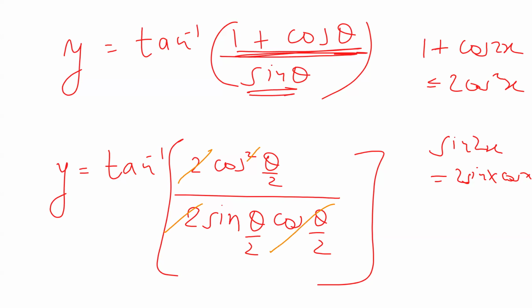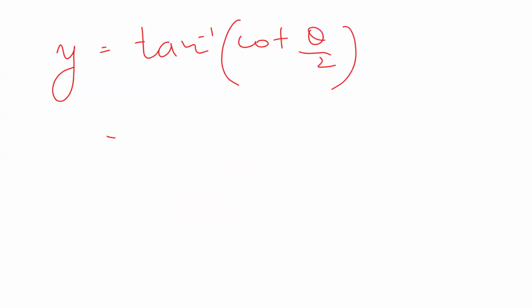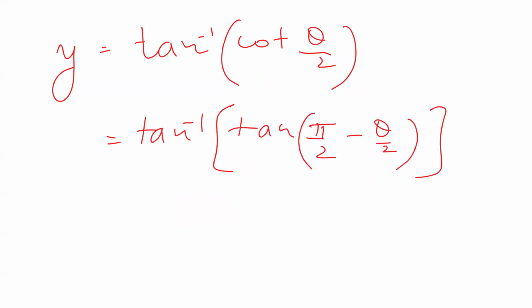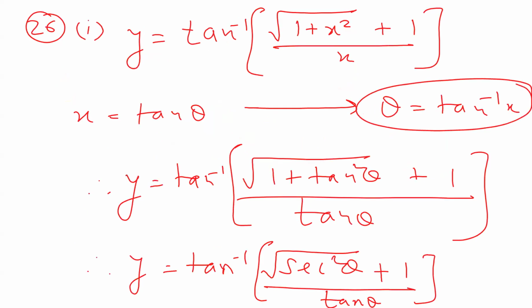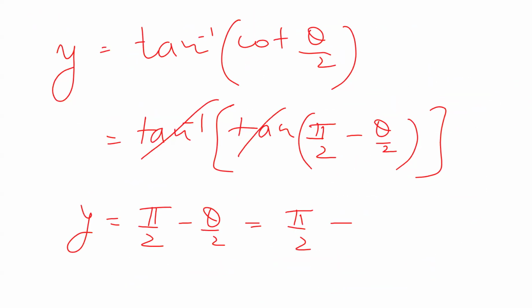So we are left with tan inverse of cot theta by 2. So y is equal to tan inverse of cot theta by 2. Now cot and tan occur in pairs. So cot theta by 2 can be written as tan pi by 2 minus theta by 2. Tan inverse and tan will get cancelled. So this will be pi by 2 minus theta by 2. And what is theta? We already have taken theta as tan inverse x. Okay. So theta by 2 is tan inverse x by 2.